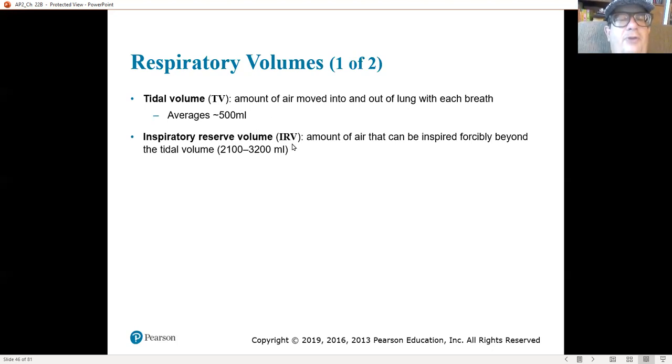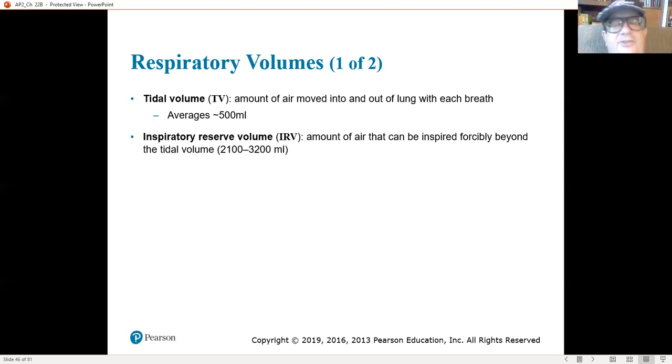The inspiratory reserve is the extra amount you could breathe in. Like I'm breathing in, I'm breathing out, I'm breathing in, I'm breathing out. It's about a half liter, and all of a sudden I breathe in more than normal. That's your inspiratory reserve, the amount of air that you could breathe in beyond the normal tidal volume. And that's somewhere between a little over 2 liters and a little over 3 liters.